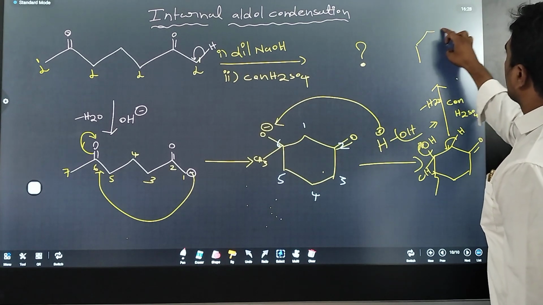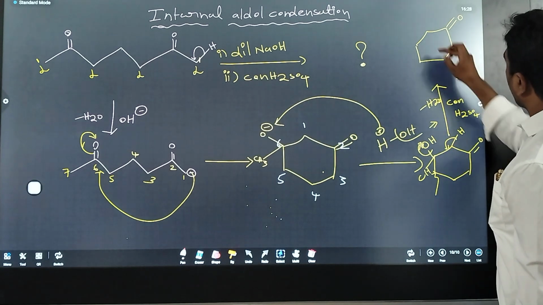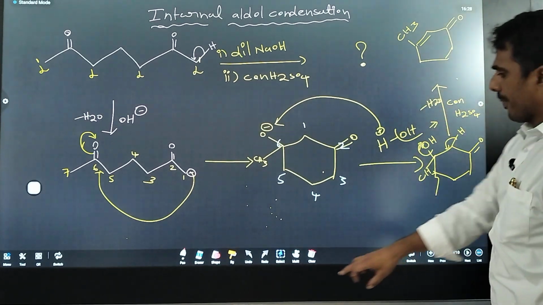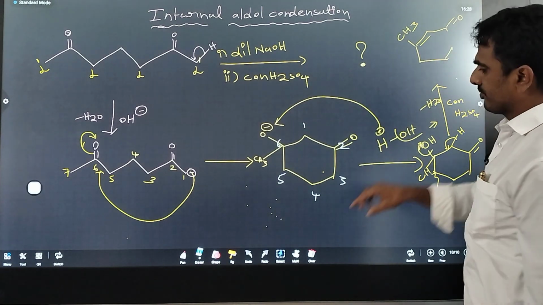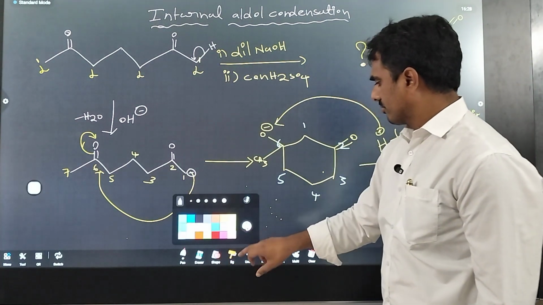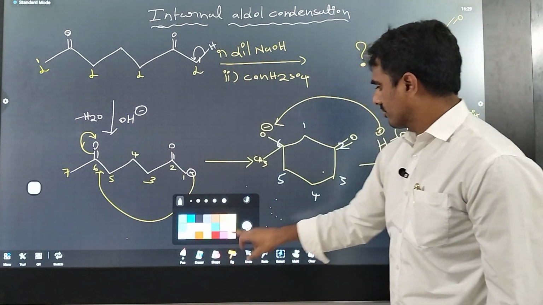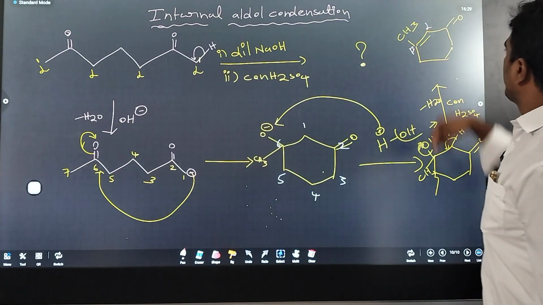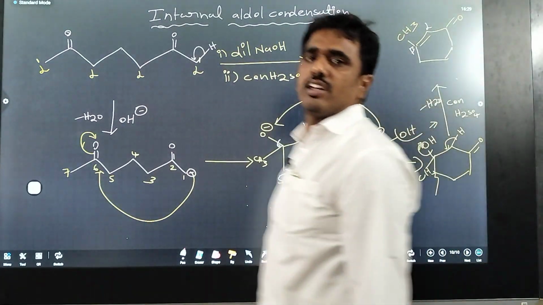So we get the product with double bond O. Here unsaturation is there, CH3. This is the alpha functional group, alpha carbon and beta, so alpha beta unsaturated carbonyl compounds. So this is the internal aldol condensation. Okay, thank you everyone.